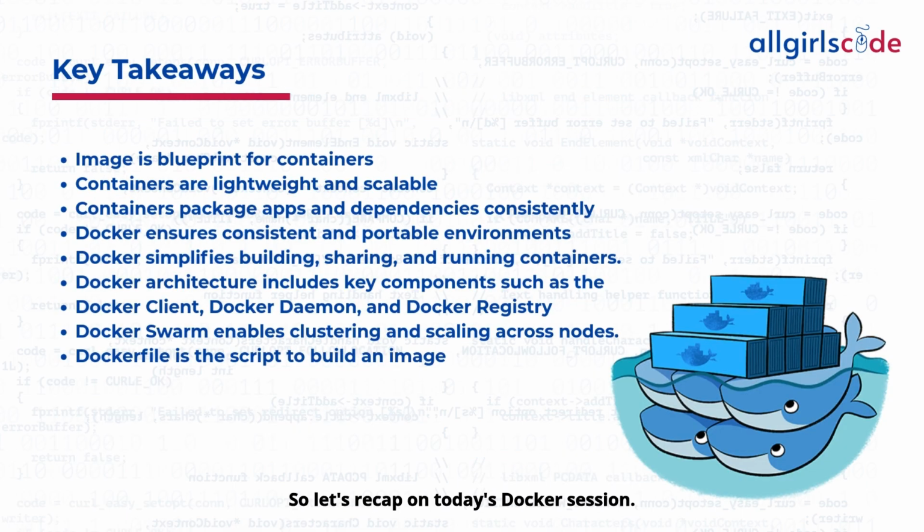So let's recap on today's Docker session. What are the key takeaways? We learned that an image is a blueprint for containers. Containers are lightweight and scalable, and they package apps and dependencies consistently. Docker ensures consistent and portable environments. It simplifies building, sharing, and running containers. Its architecture includes key components such as the Docker client, Docker daemon, and Docker registry. Docker Swarm enables clustering and scaling across nodes. And don't forget that the Dockerfile is simply a script to build an image which you can then use to start up containers.